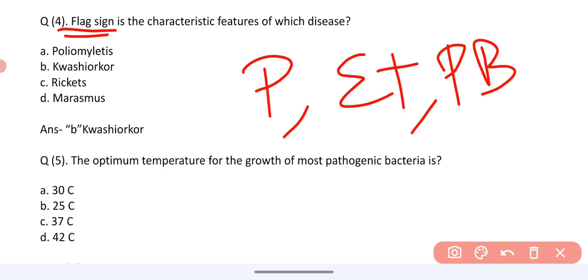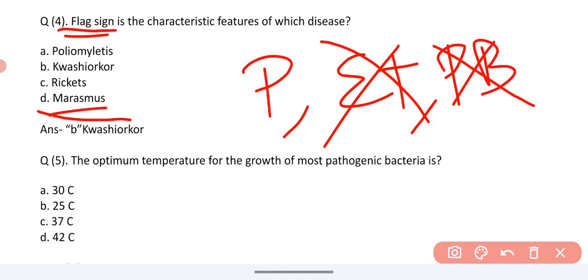What about marasmus? In marasmus, not only protein, but fat and carbohydrates, all nutrition is decreased. The person is suffering from a lack of protein, carbohydrate as well as fat. That is what is seen in marasmus. In marasmus, there will not be any edema and there will not be any protruded belly. Instead of a protruded belly, severe muscle wasting will be there.